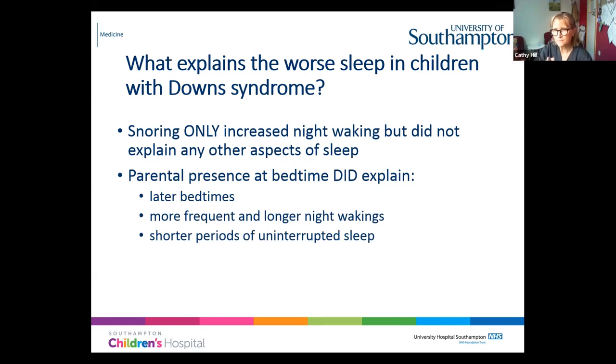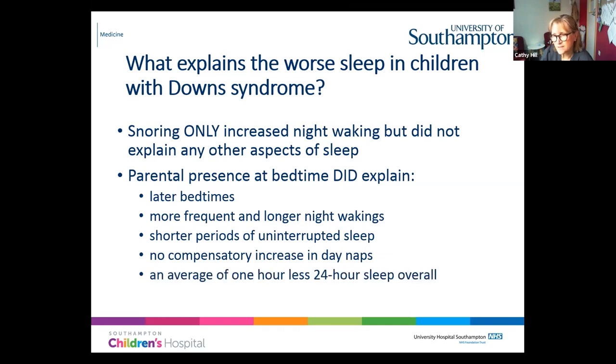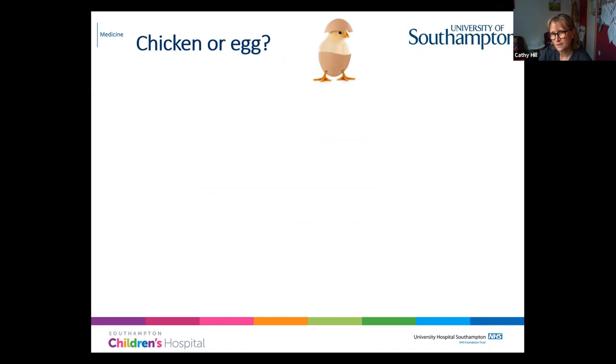That's a kind of a funny concept, isn't it? But we know now that the more consolidated sleep you have, the better your sleep is. And no compensatory increase in day naps. And actually, once we'd looked at this, it explained an hour less of sleep overall. And this was true across the children. So if the parents were very engaged in the child settling to sleep, those children had around an hour less sleep overall. So is that chicken or is that egg?